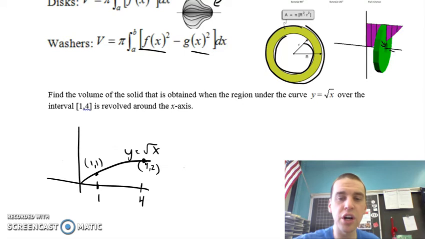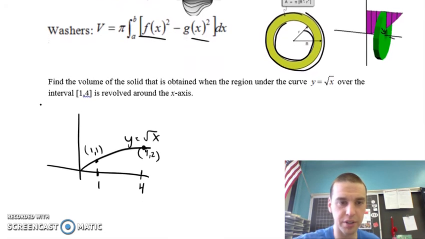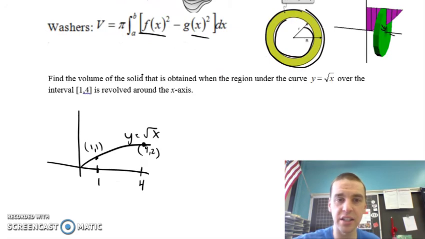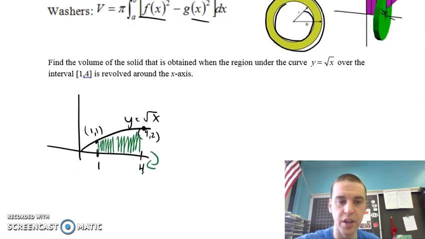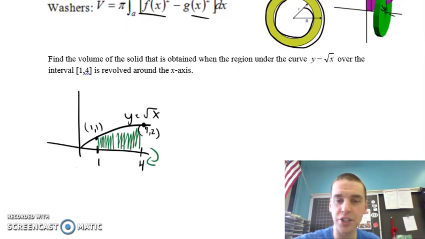So now after my long-winded explanation, we'll look at the actual example here. Find the volume of the solid that is obtained when the region of y equals square root of x, which I drew, over the interval 1 to 4 is rotated around the x-axis. If we look at that, it's just this area right here. Notice that this is not a washer, this is a disc. There is no hole. You're taking all of this and rotating it around.